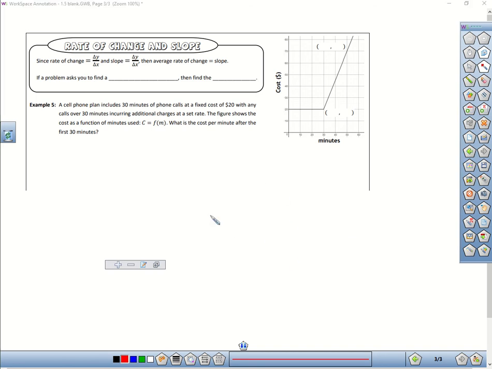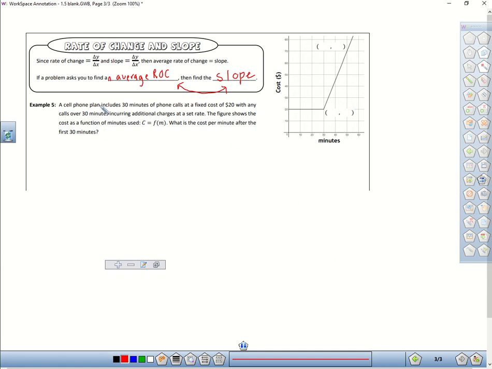So we're looking at rate of change and slope, and like I mentioned in the beginning of the lesson, I gave you a spoiler that the average rate of change is the same as slope. So if a problem asks you to find a slope, then find the average rate of change, or vice versa. If they ask you to find an average rate of change, then find the slope. These two words can be interchangeable. The idea here is that the average rate of change and the slope are the same thing.